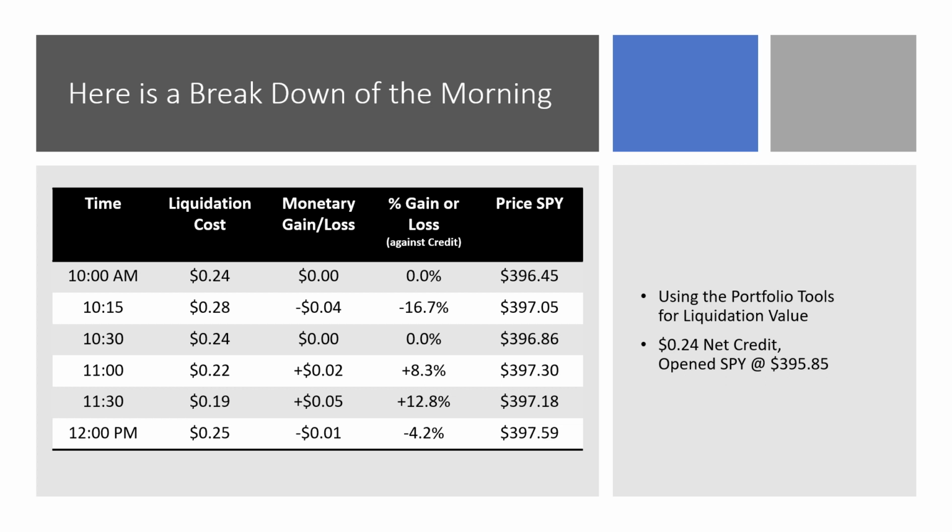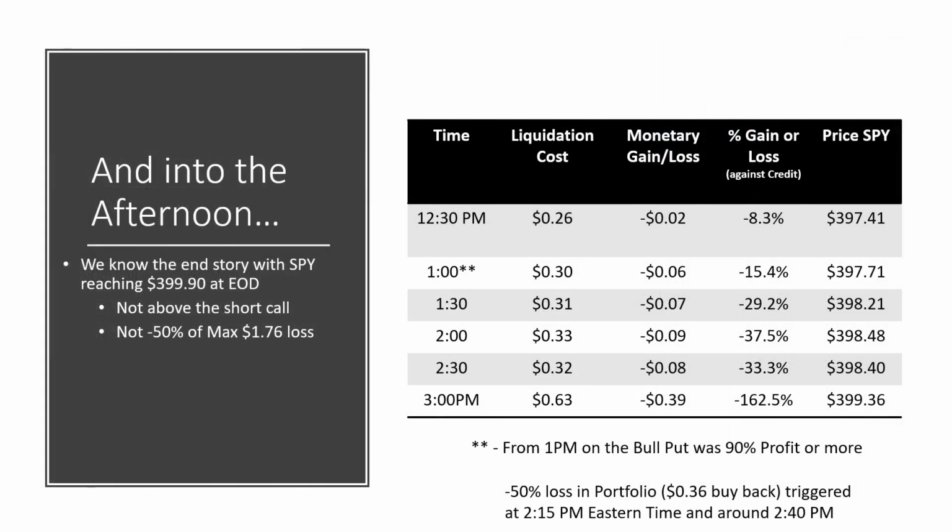But then at noon, SPY starts to move back up again. It would now cost us 25 cents to close the position, a loss of 1 cent or 4.2%, with SPY at 397.59. And as we moved into the afternoon, SPY continued to move up in price. Now, it didn't reach above the short call into the afternoon yet, but it did close there. And we weren't at 50% of the maximum loss, that 176 we could have taken on the position.